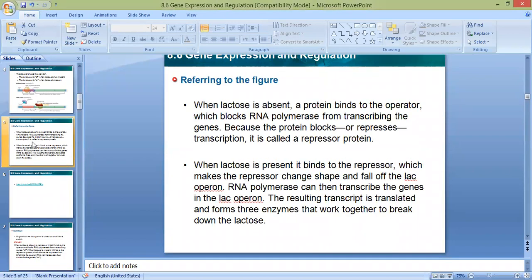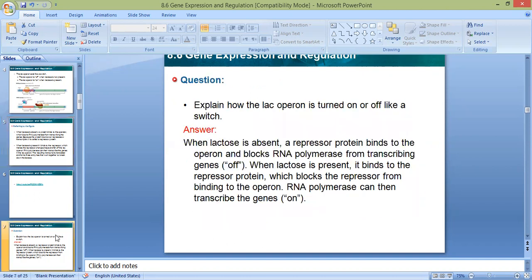When the lactose is there, it will be on. Bravo. Yes, it will bind with the repressor, the protein, and it will let the RNA go. Then if the lactose is absent, the repressor will stop the RNA polymerase from moving. Bravo. Excellent.